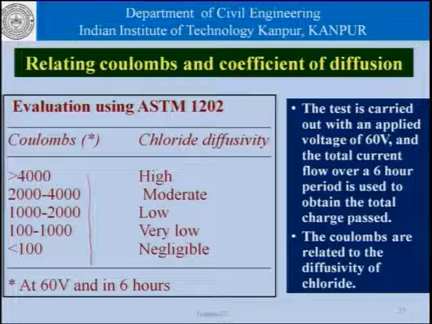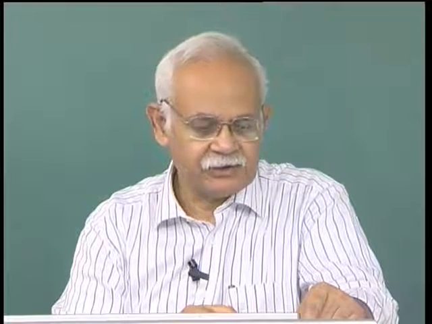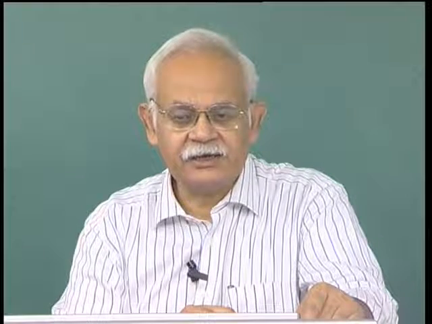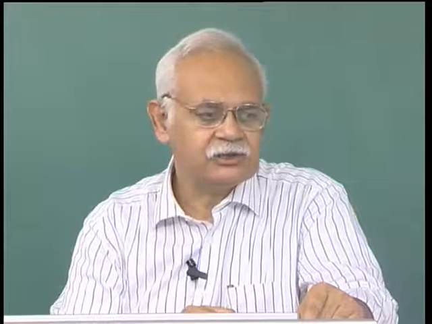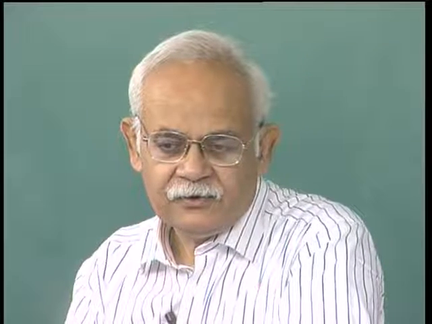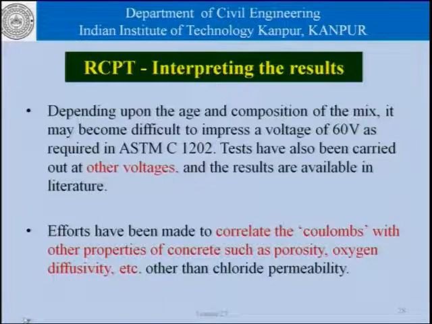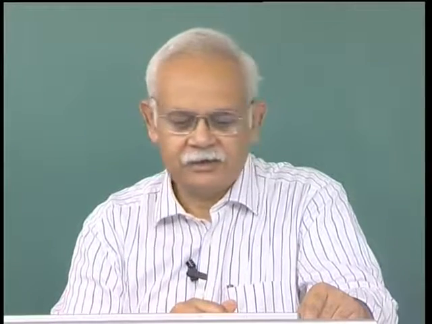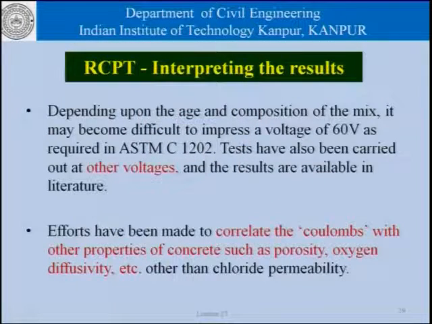So, basically what the test has done is that the chloride diffusivity or the chloride permeability has been taken as related to the passage of current through the concrete. Of course, as far as interpretation of these results is concerned, depending upon the age and composition of the mix, it may become difficult to impress 60 volts as required in ASTM 1202, and there are papers in literature where tests have been carried out at other voltages and the results need to be referred to.